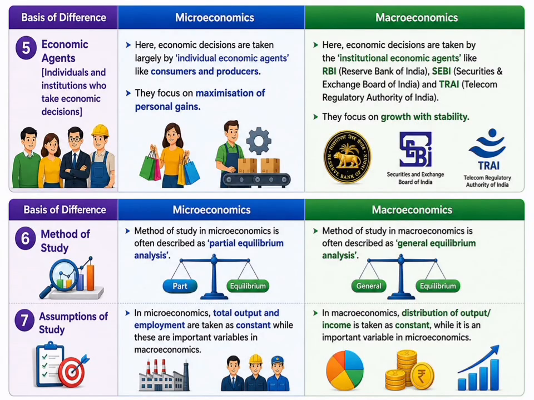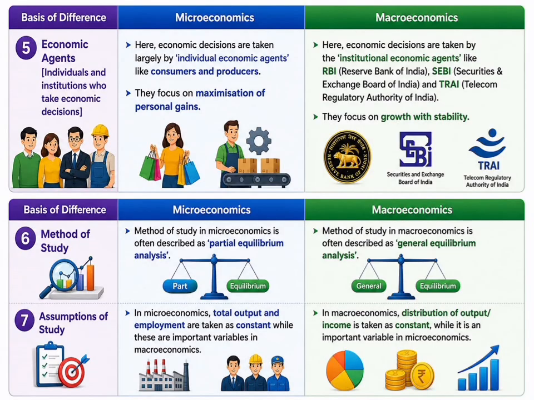For example, suppose you want to buy a new mobile phone, you compare different brands and finally choose one. This decision is taken by you, that means the consumer. Similarly, a shopkeeper decides how many mobiles to keep in his shop and at what price to sell them. These are individual decisions, so they come under microeconomics. The main aim here is personal benefit. A consumer wants maximum satisfaction and a producer wants maximum profit.